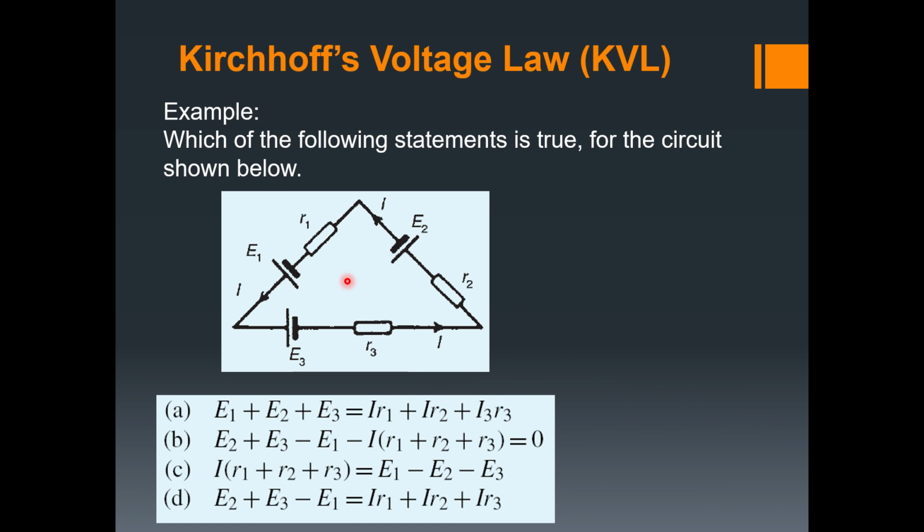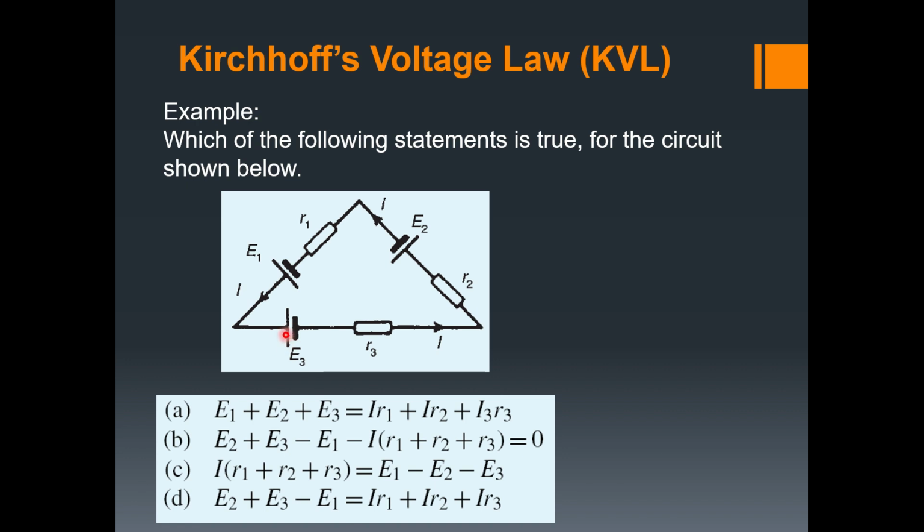Here we have a loop. If you look at this loop, we have three EMFs, E1, E2, and E3. We also have three resistors, R1, R2, and R3. So what we need to do here is to apply the same technique and see which of these results are correct. Now, you can see here that the direction of flow of current is counterclockwise.